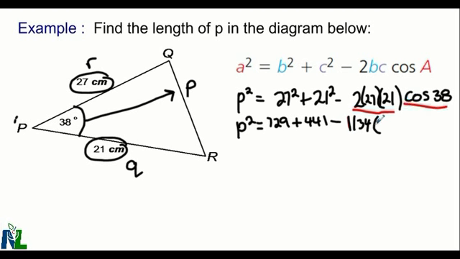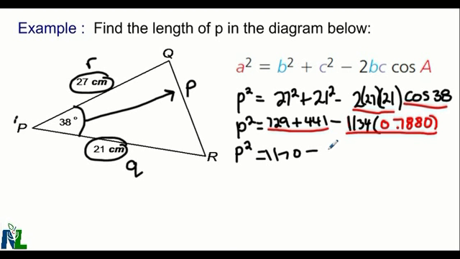The cosine of 38 on your calculator: you just look for the cos button, put in cos 38, equals 0.7880. So let's finish our calculation. P squared. Next I'm going to add these two together. 729 plus 441 gives me 1,170. Subtract 1,134. Now I'm going to actually multiply these two numbers.